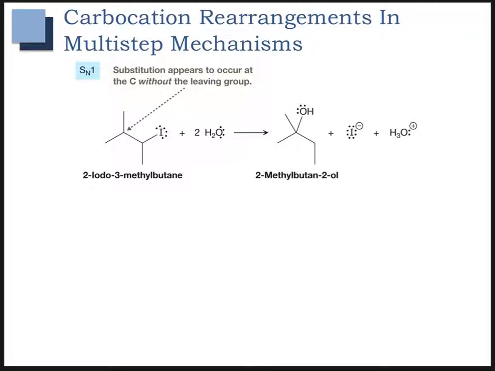This is Chapter 8, Part 10. This is the last video in Chapter 8, and in this video we're going to cover carbocation rearrangements in multi-step mechanisms. Specifically, the example that we're going to look at here is an SN1.